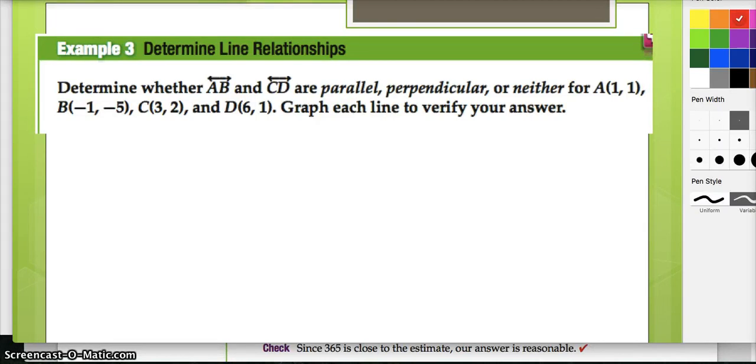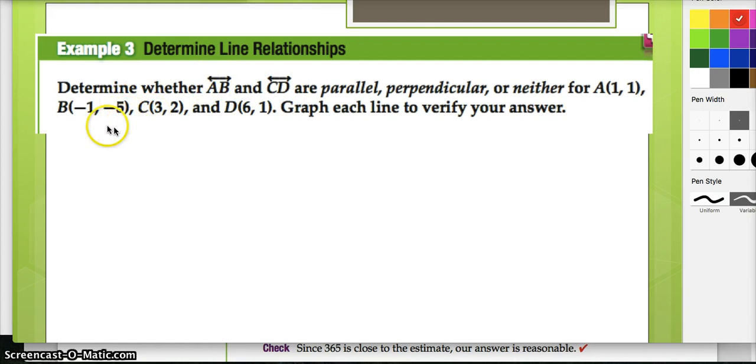Okay, so here we are. We're picking back up with chapter 3 in geometry, section 3. And in example 3 here, what we're asked to do is to determine whether line AB and line CD are parallel, perpendicular, or neither. And they give us 2 points on each line.